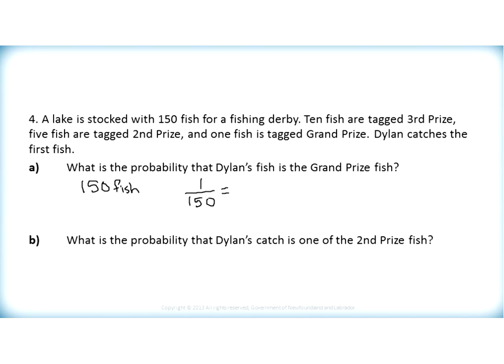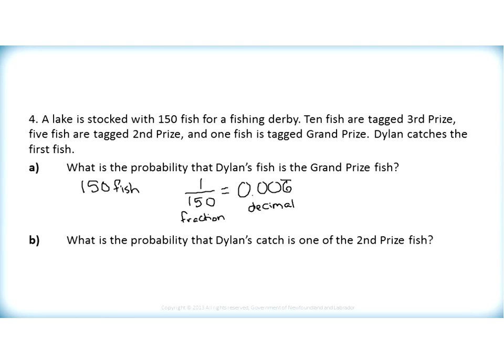1 out of 150. So if we were to divide that on our calculator, we're going to get the number as a decimal, 0.006 repeating. That is as a decimal. So here we have the fraction, and here we have the decimal representation.